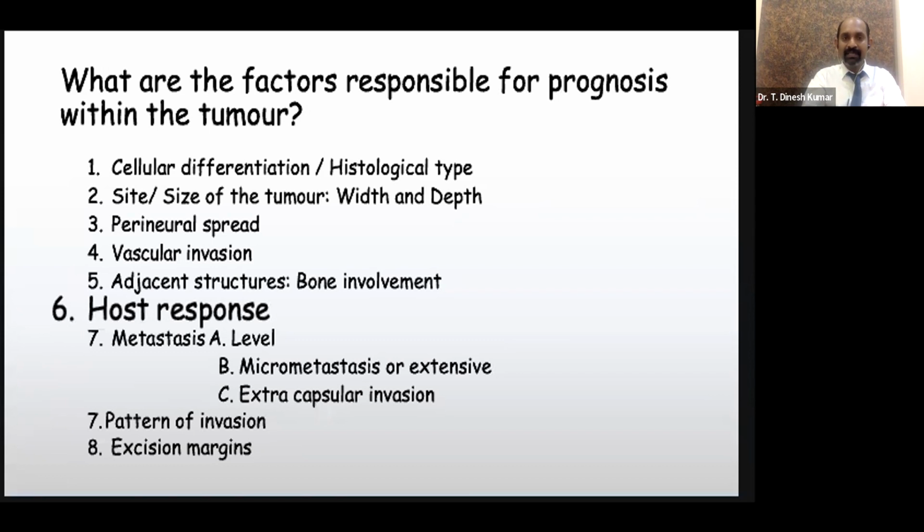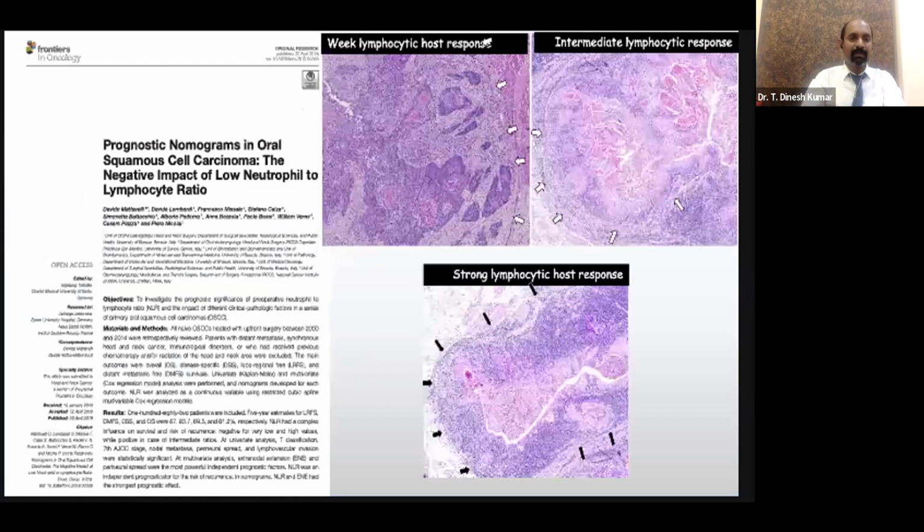I'm not saying it is always better. It may be better in the majority of cases. So in terms of the lymphocytic response and what type of environment the tumor is surrounded by, whether it is an immunosuppressive environment or an immune active environment, that will be one of the important prognostic factors. We will look at this in more detail in the later part of the presentation.